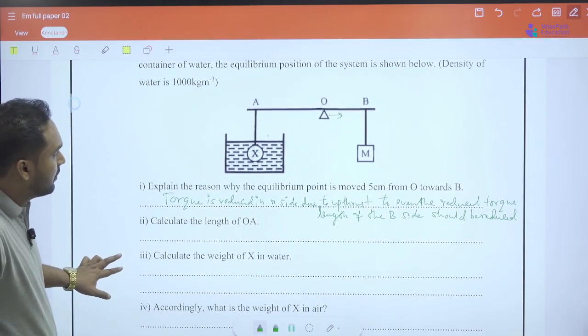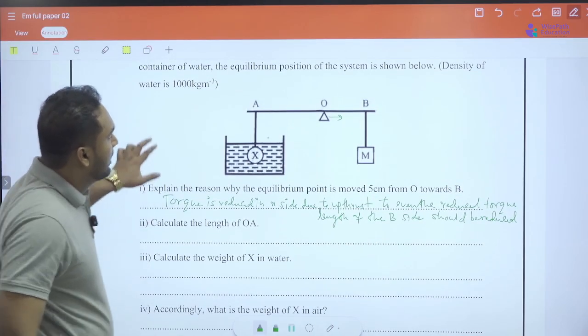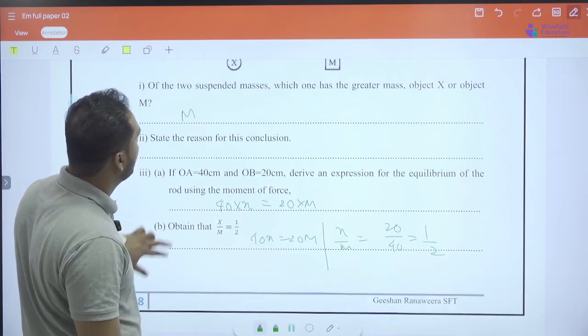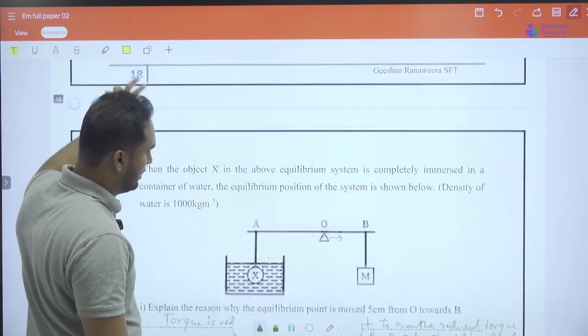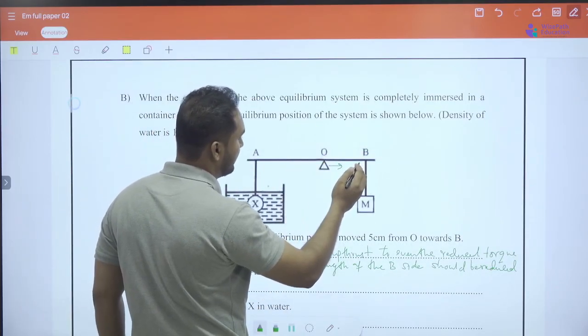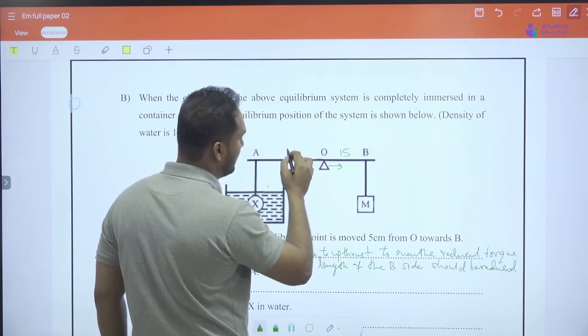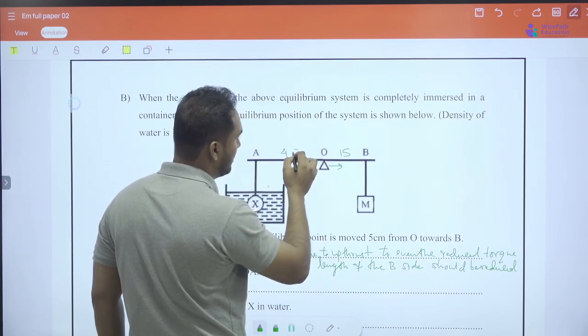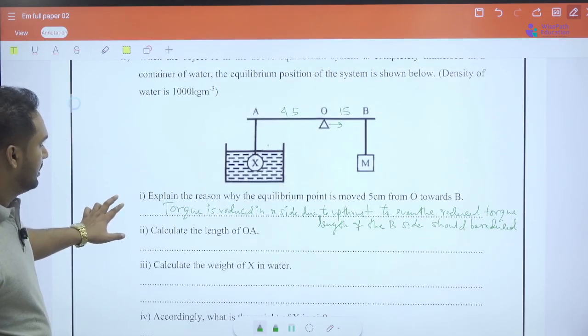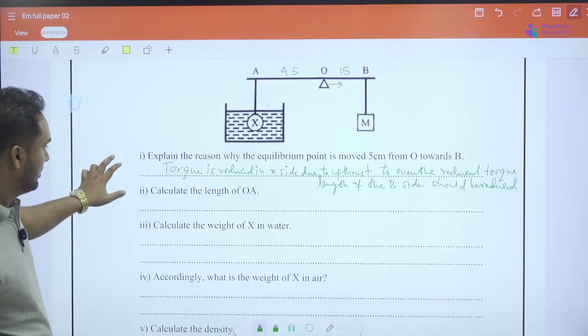Calculate the length of OA. Now earlier it was 40 and 20. Now it should be 5 centimeters shifted this way, that is, this is 15 and this is 45. So the OA is 45, isn't it?